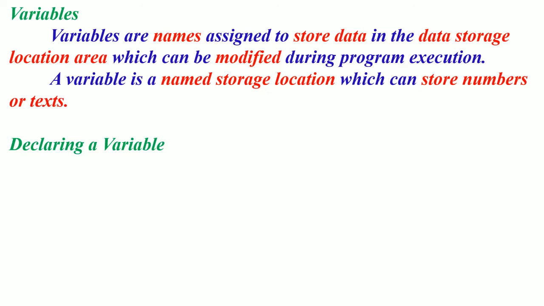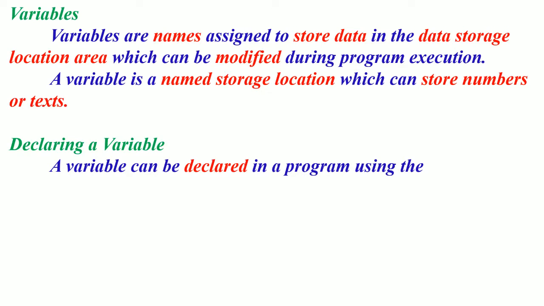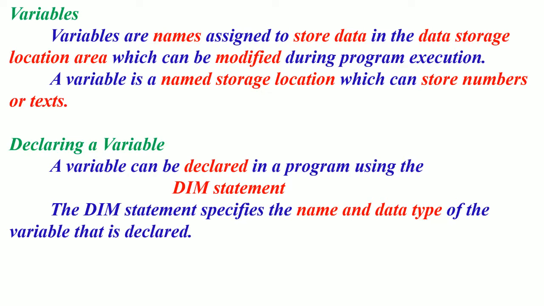Declaring a variable. How do you declare a variable? A variable can be declared in a program using a statement called the Dim statement. The expansion of Dim is dimension. With the help of the Dim statement, you declare the variable. The Dim statement specifies the name and data type of the variable that is declared. We already learned that there are 2 types of data types available. First one is numeric and second one is non-numeric. Numeric data types are of 7 types and non-numeric are of 4 types. So the Dim statement specifies the name as well as the data type of the variable.